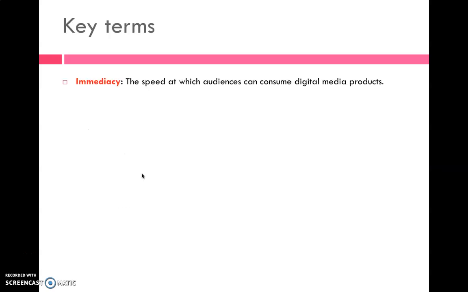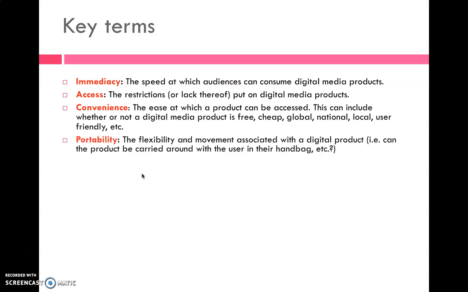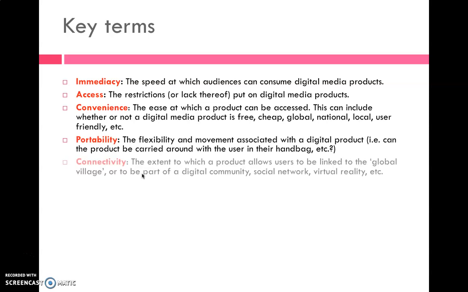A few key terms now, which you need to put into your blogs. Immediacy, it's about speed in which audiences can consume products. Access is about getting to it, in other words, any restrictions or paywalls. Convenience, how easily it can be accessed. Whether the digital media product is free, is cheap, is it available locally or globally, and so on. Portability is about how easily it can be carried around.